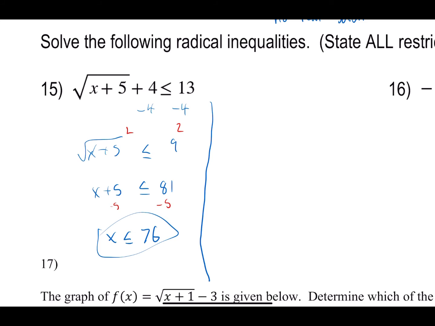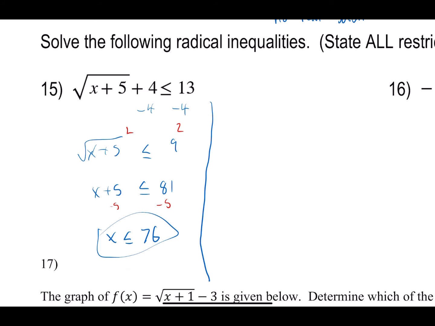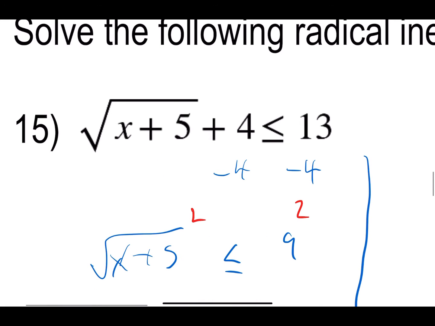The only other thing we have to check is that x less than or equal to 76 is a lot of numbers. There are a lot of numbers that are less than or equal to 76. We need to make sure all of them are okay to plug in here. I'll give you an example. What's a number less than or equal to 76 that might break this problem? Like maybe negative 7. Negative 7 is definitely less than or equal to 76. But if I plug in negative 7, this problem is broken, because I would have a negative underneath the radical.